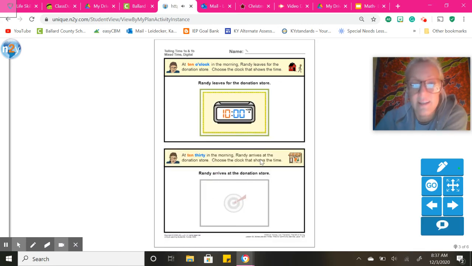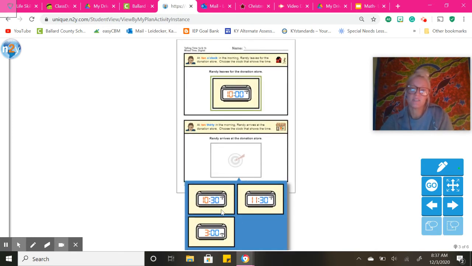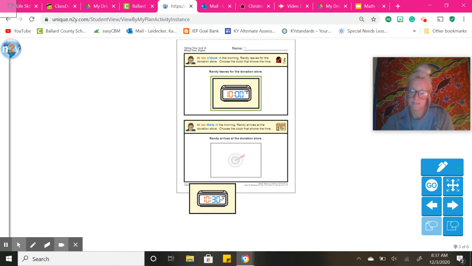At 10:30 in the morning, Randy arrives at the donation store. So we're looking for 10:30. So we have to have our hours, the 10, the first set of numbers, and then our 30 is our minutes, and that's 30 minutes.